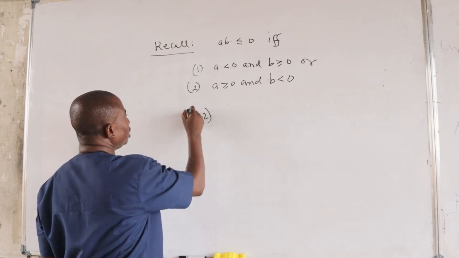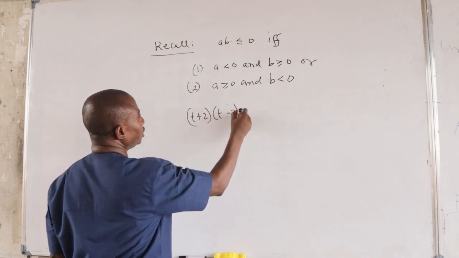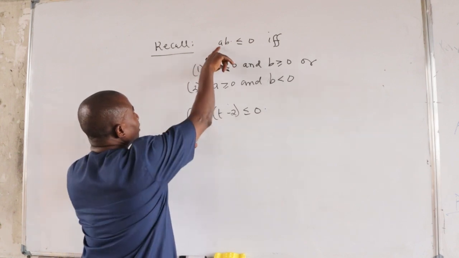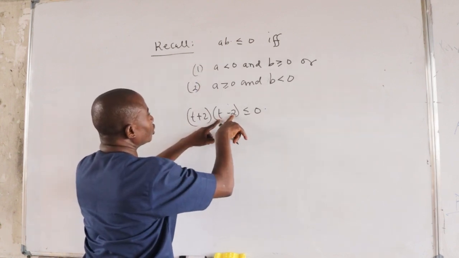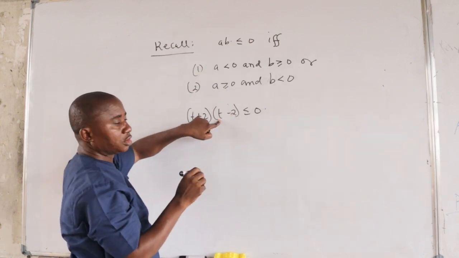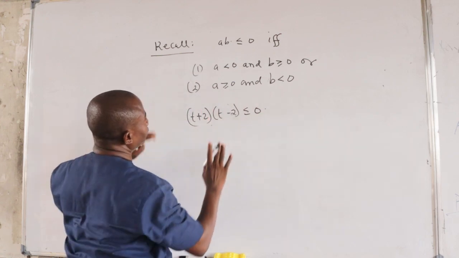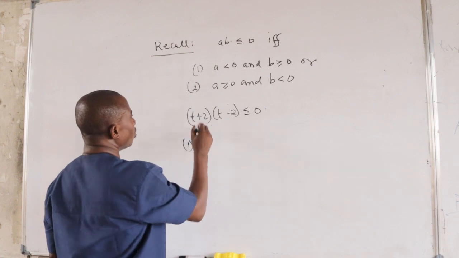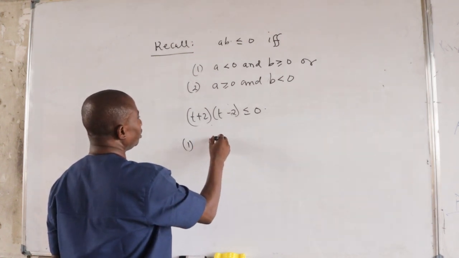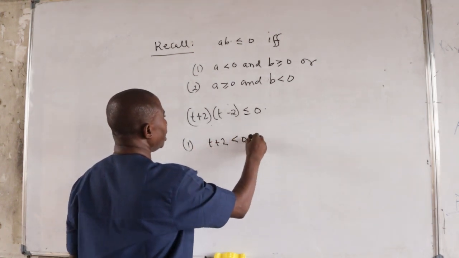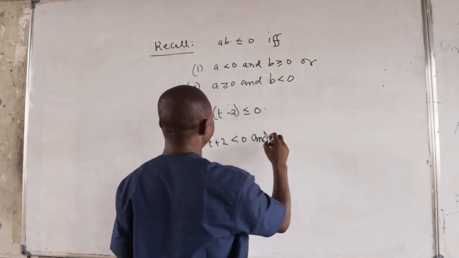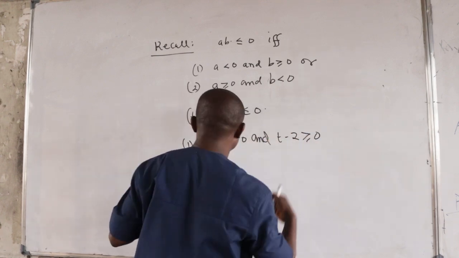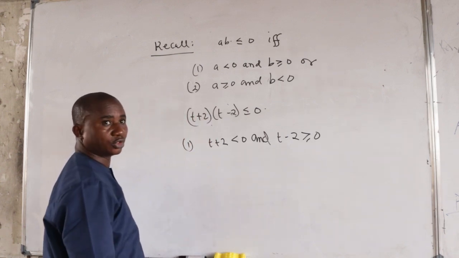t plus 2 multiplied by t minus 2 is less than or equal to 0. So I take t plus 2 as my a, t minus 2 as my b. We want to find all t such that this is true, and therefore we consider these two cases. Case number 1: we assume first that t plus 2 is less than 0 and t minus 2 is bigger than or equal to 0. We find the values of t in this situation.